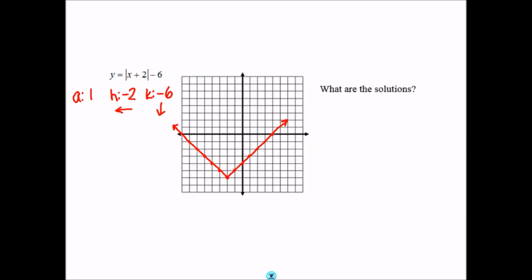Then the question is, what are the solutions? Remember that solutions is another word for x-intercepts. So on this graph, we have 2 x-intercepts. The first x-intercept is negative 8, and the other one is 4. You can write them either as coordinate points or as a set.